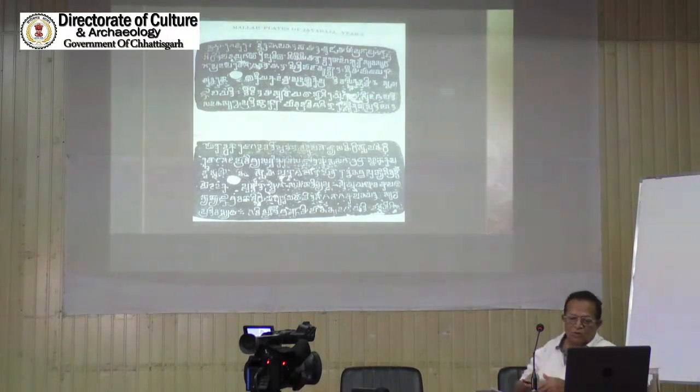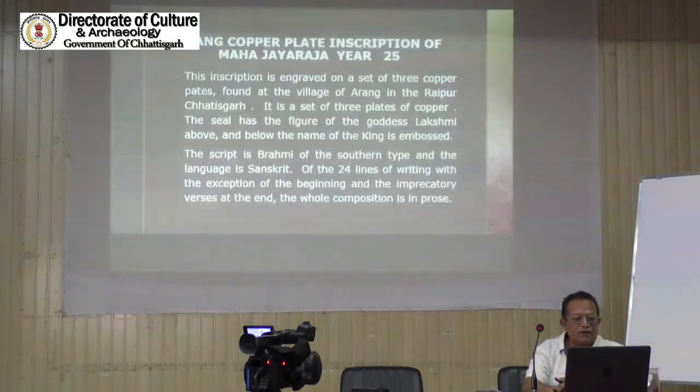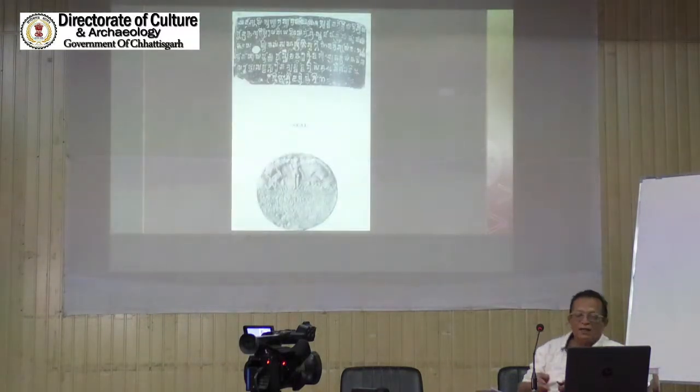In the afternoon session, I think we will go with the box set. For our participants, I will go into detail about this decipherment and other things. And this is the one which has a seal. You can see the goddess here, Gajalakshmi. Either you find a couchant bull, or here you see Gajalakshmi seated.